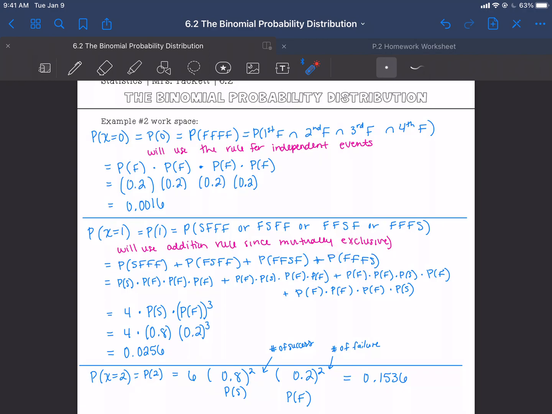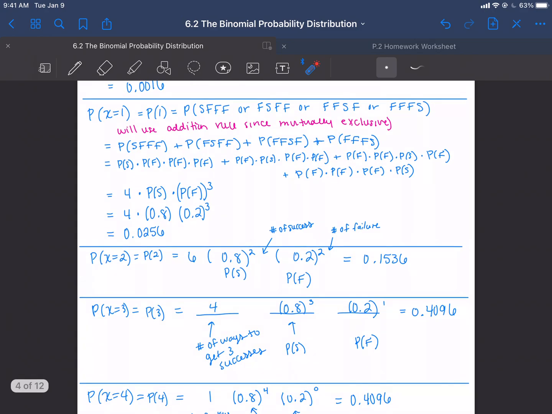Because they are mutually exclusive, we will use the addition rule. So we're taking this probability plus this probability plus this, and for each of those, they are independent, so we are going to multiply their probabilities together. So if you see here, we're really taking 4 times the probability of success, and then we are taking the probability of a failure to the 3rd power, because it's the same for all of them. So that probability is 0.0256.